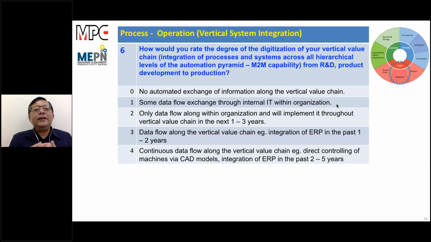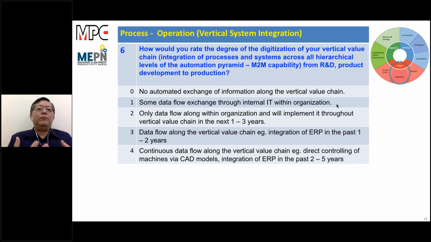Then number 3 is saying that data flows along the vertical value chain, for example, integration with the ERP in the past 1 or 2 years. It means that they already integrate their MES manufacturing information with the ERP system. It means that it's the enterprise level. That is the organization level in the enterprise, the highest level. They already integrate everything and they also used it 1 or 2 years ago.